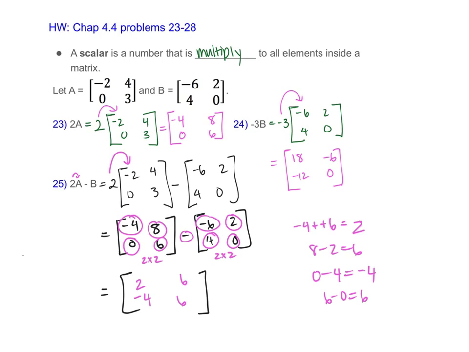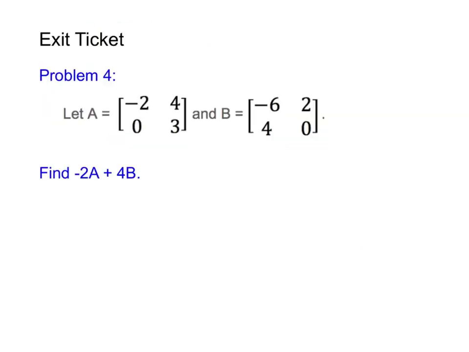Alrighty here. So if you're feeling pretty good, I want you to try out the exit ticket here in the next slide. So here it is. You are given those two matrices, an A and a B, and you are asked to find -2 times A plus 4 times B, and so you should have one matrix in the end after you do your operations.